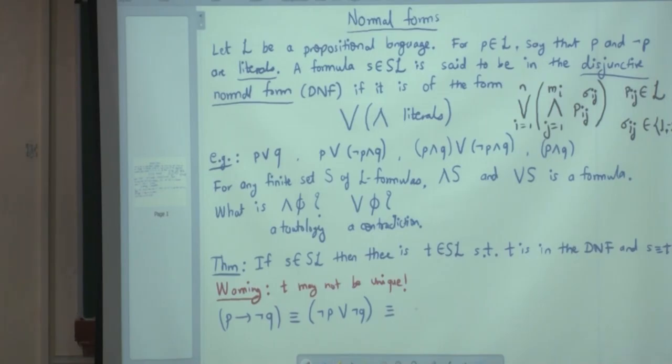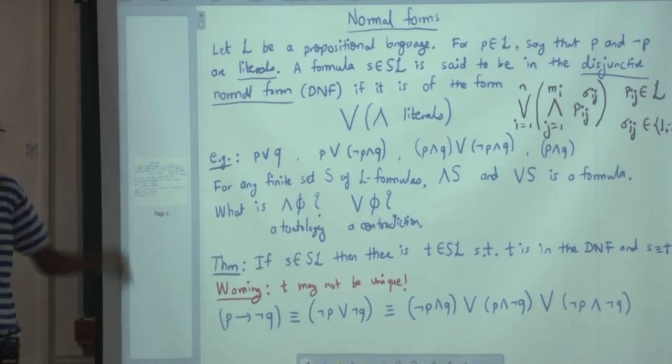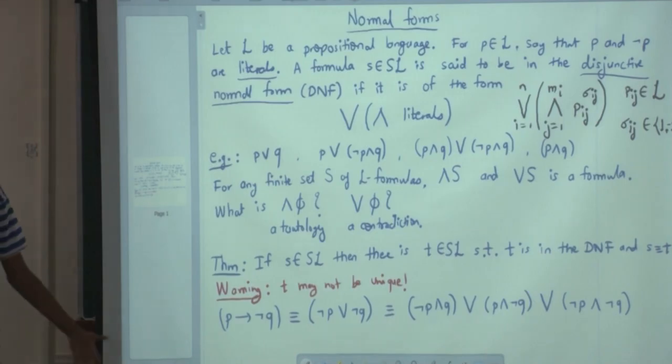Okay. So, the first atom is negation P, conjunction Q. This is the first atom. Then disjunction P conjunction negation Q and disjunction negation P conjunction negation Q. So these are the three atoms which lie below this formula, and therefore this is my disjunctive normal form, and that is like the standard disjunctive normal form.